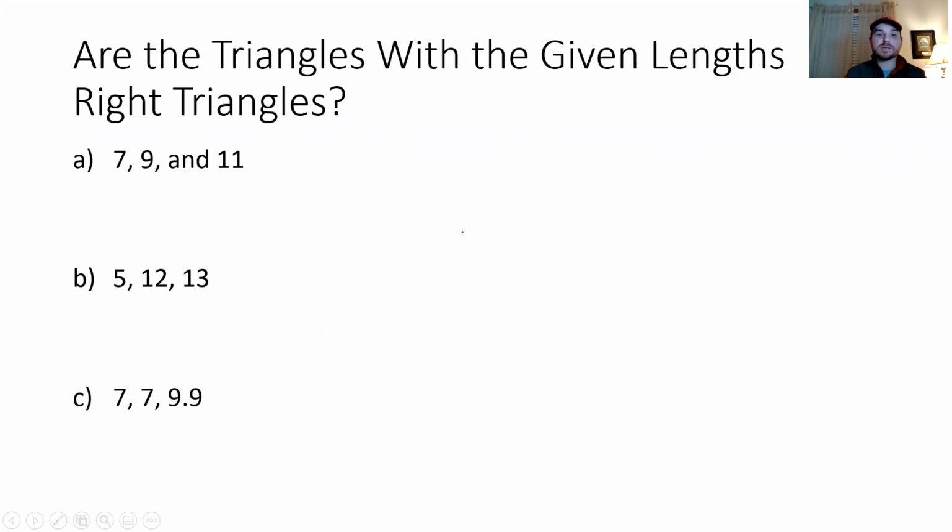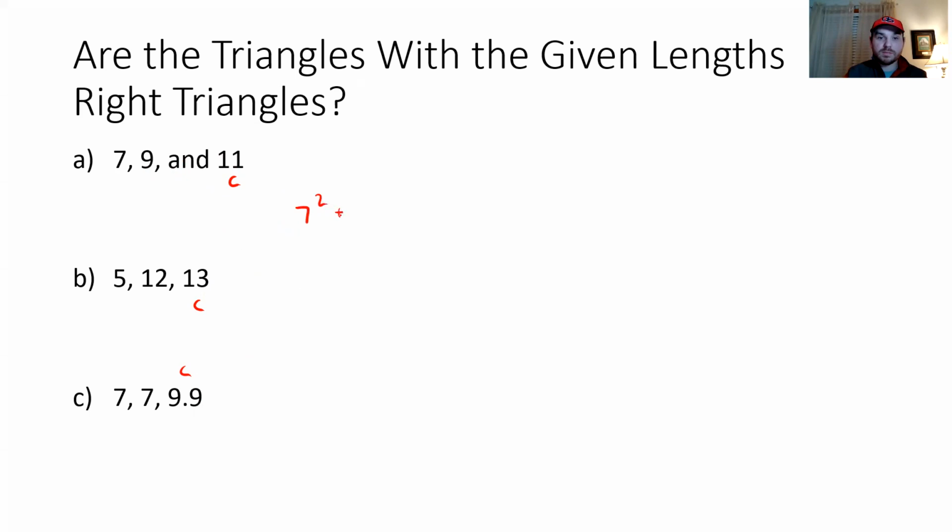So let's look at a couple more examples. Are the triangles with given lengths right triangles? So once again, I'm going to go through these kind of quick because you guys are going to get lots of practice on this with your homework or your assignment for today. I guess it's not really homework because it's all you're doing for class. So in this case, again, C is always the biggest value, so we can go ahead and label that in all of these, 11, 13, and 9.9. And then we'll go ahead and solve this.